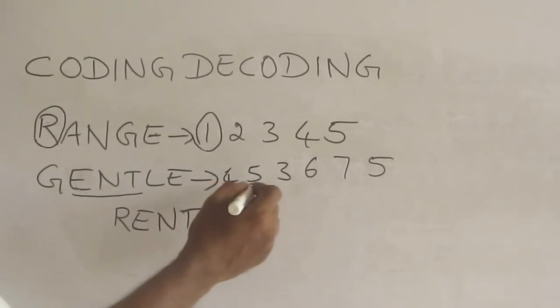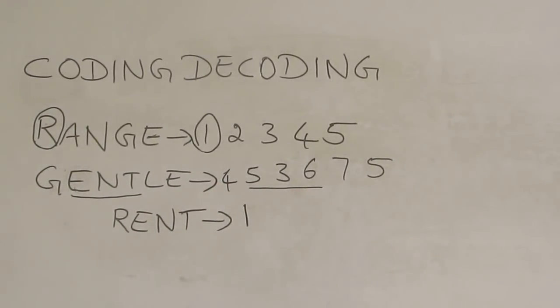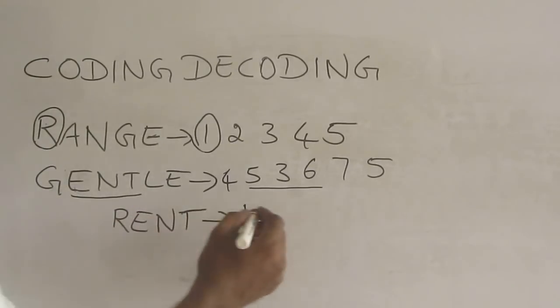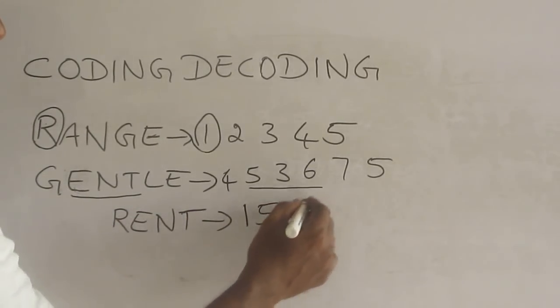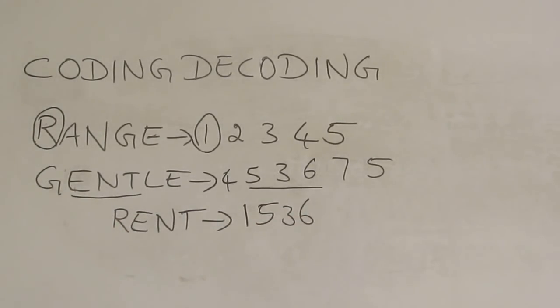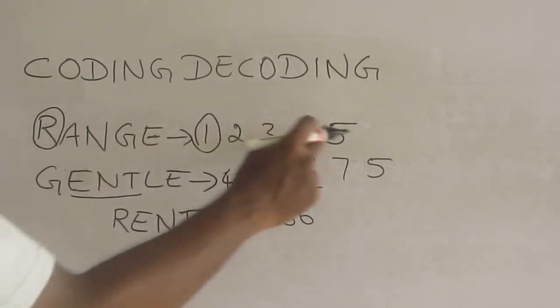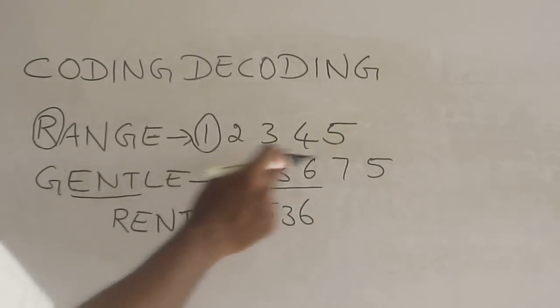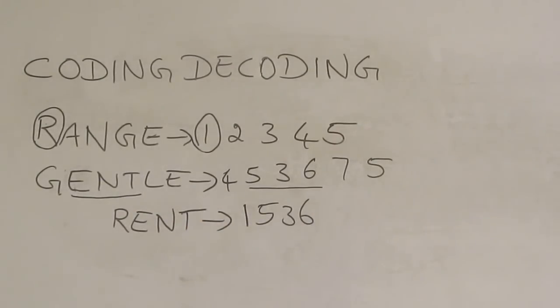What is the value for E and T? 5, 3, 6. So 1, 5, 3, 6. If you want to cross check, you can also do that. E is 5, the last letter E, both of them are ending with E. E is 5. So this is a simple question in coding decoding. Shall we go for the next one?